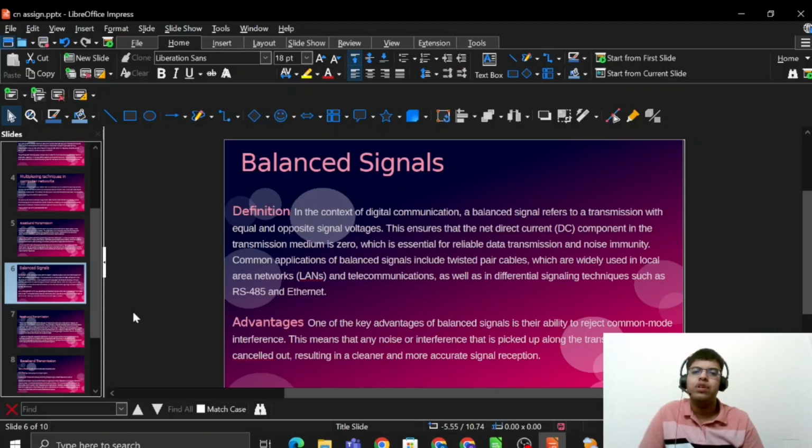In the context of digital communication, a balanced signal refers to the transmission of equal and opposite signal voltages. It ensures that the net direct current, or DC, component in the transmission medium is zero, which is very essential for reliable data transmission and noise immunity. Some common applications of balanced signals include twisted pair cables, which are widely used in LAN networks and telecommunications.